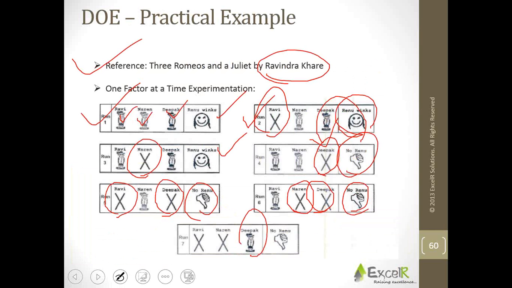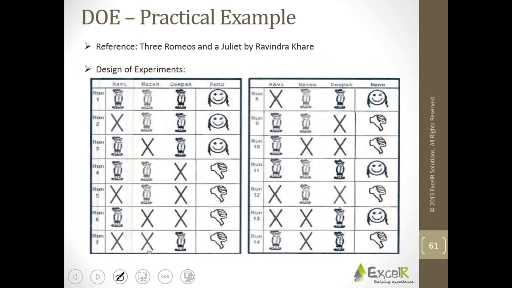Now what they have done, they have just introduced Deepak. Again, Reenu is not winking, but it's contradicting with this run 4. So what is happening? Who does she like really? We really don't know. Does she like Ravi and Deepak both? We don't know. So this is a one factor at a time experiment.